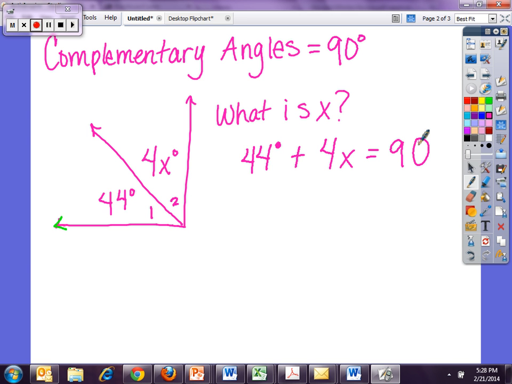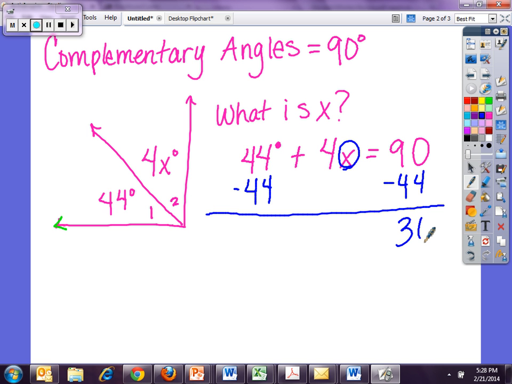Okay, so I still need to solve for x, just like I've been doing in the past. Okay, so I solve for x. So I subtract 44, subtract 44. Okay, so I get 36. So I bring down my 4x. Now I've got a one-step equation. So I need to figure out what is x. Well, I need to divide by 4. Divide by 4. x equals 9.